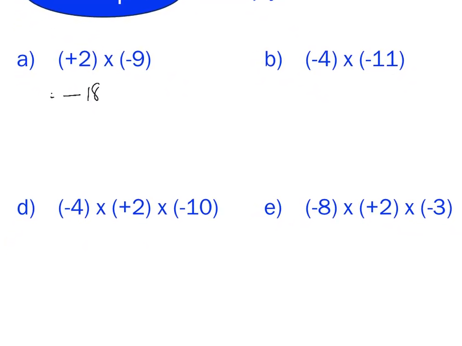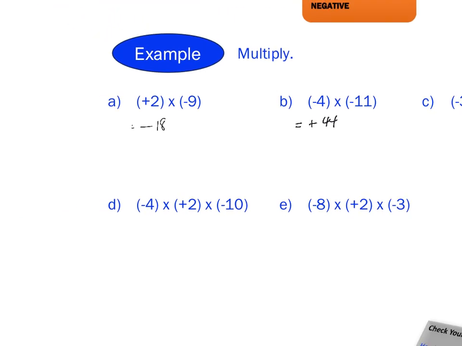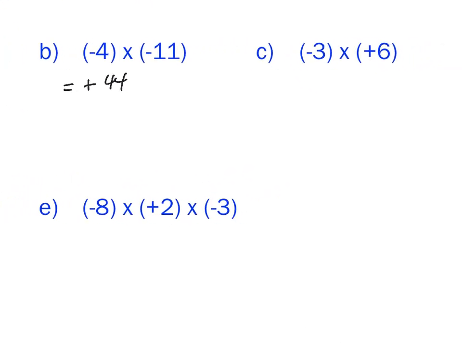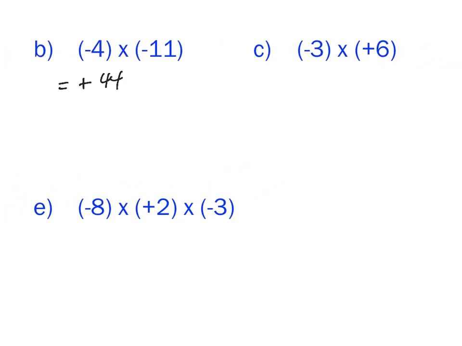So let's go on to the second question. Is the answer positive or negative? Positive, because the signs are the same. 4 times 11. 44. Beautiful. There we go. All right. Third question. Are the signs the same or different? Different. So the answer is negative. 3 times 6 is? Beautiful.